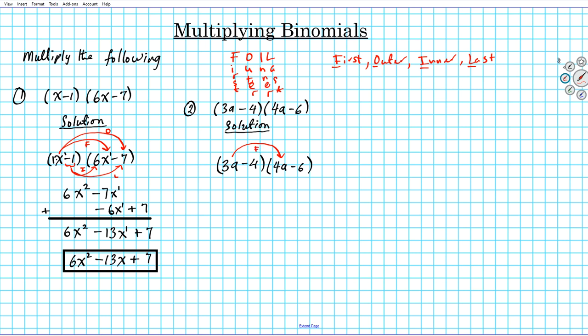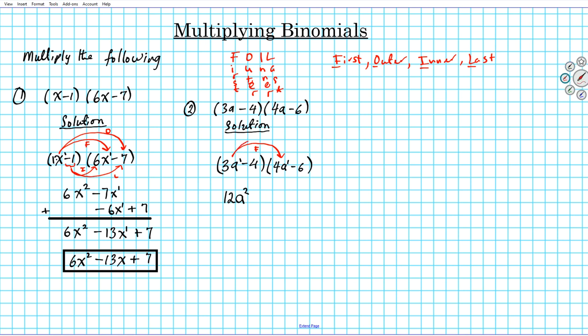Multiply the coefficients. Let's put the powers here. So it's 3a to the 1, and it's 4a to the 1. 3 times 4 is 12. A to the 1 times a to the 1, you add the powers, 1 plus 1, which is 2. So 3a to the 1 times 4a to the 1 is 12a squared. That's first. And then we're going to do the outer.